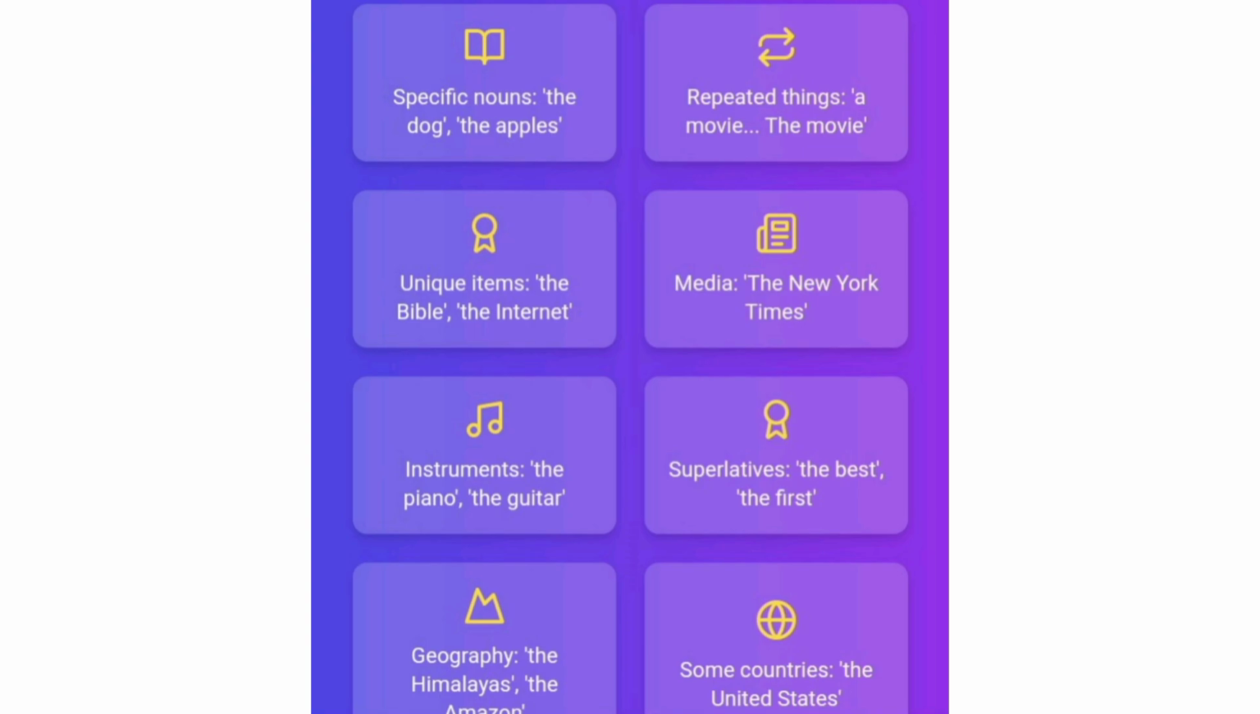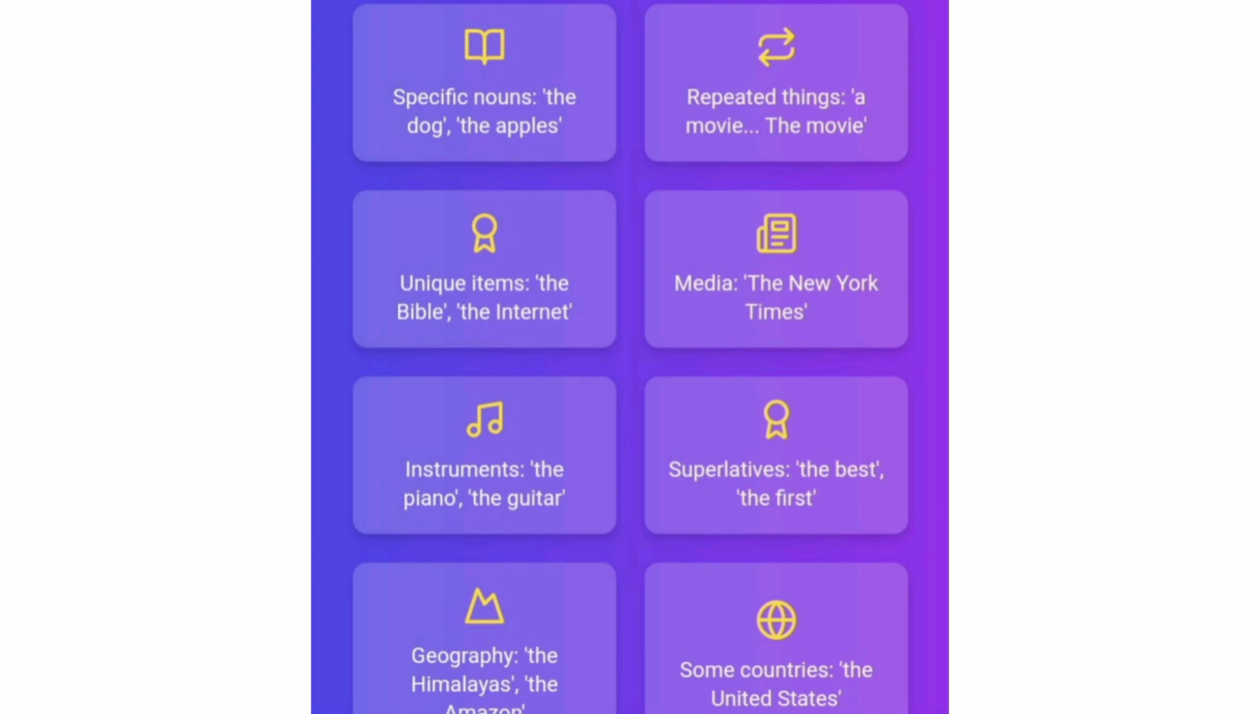Next, we use "the" with mountains, rivers, seas and oceans. For example, the Himalayas, the Amazon River, the Nile River, the Pacific Ocean. Next, we use "the" before certain countries and their inhabitants. For example, the United States, the French.